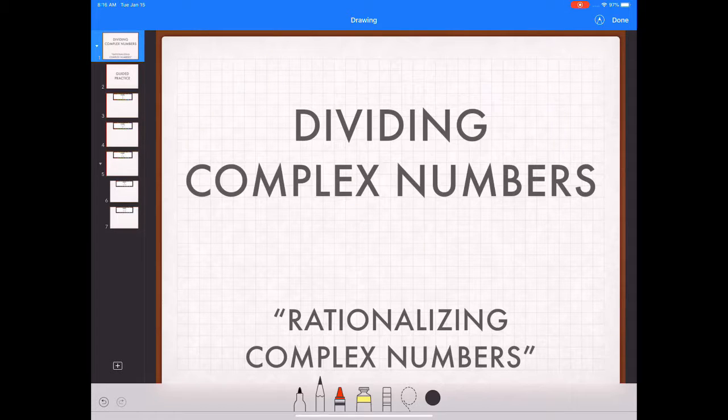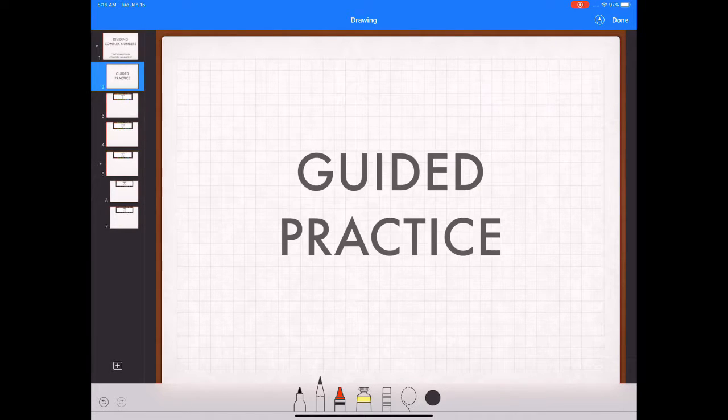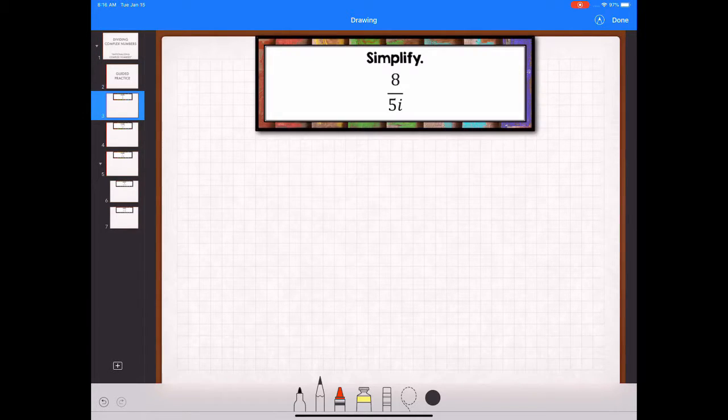Hey guys, today we're dividing complex numbers. It's also referred to as rationalizing complex numbers, so you'll hear both of those terms. We have 5 guided practice examples to go through. The first one is 8 over 5i.